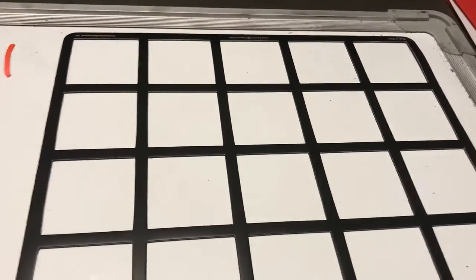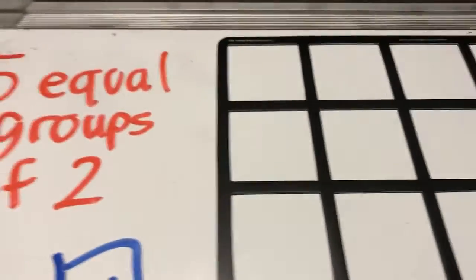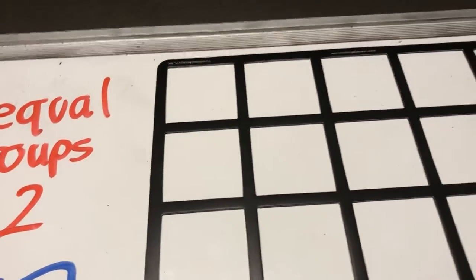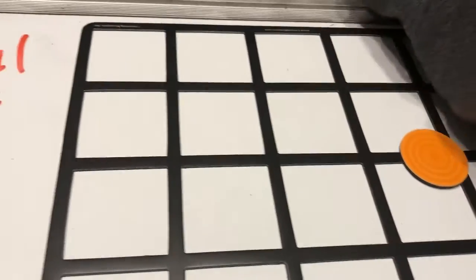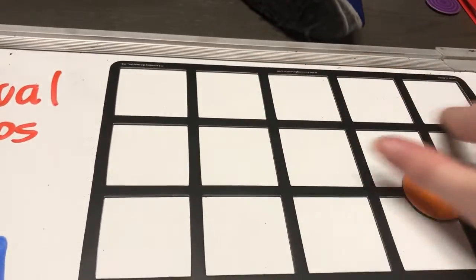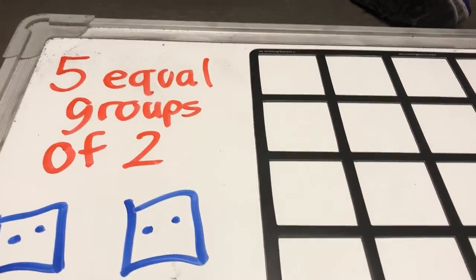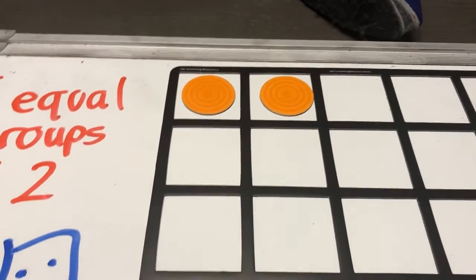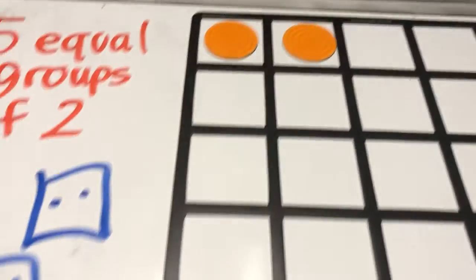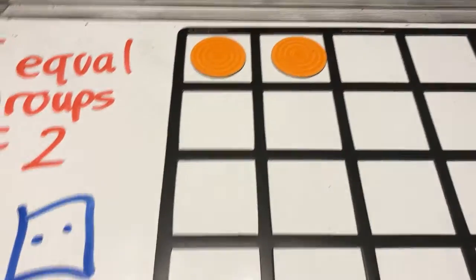Now in our array, when we have 5 equal groups, that tells us how many rows we have. So how many belong in our first row? 2, because we have 2 objects in each group, and a row is a group. Are we done yet? No, because we need 5 equal groups of 2, and we only have 1.